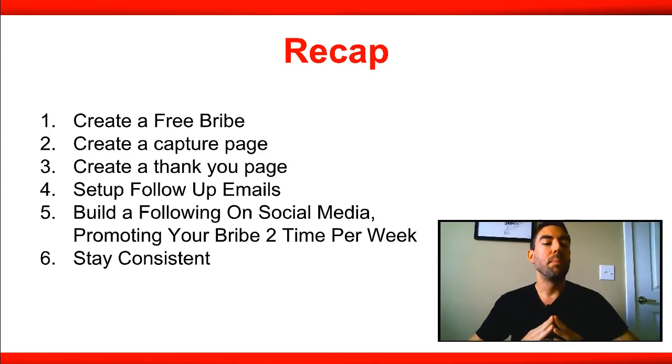Number 5 is you want to build a following on social media, promoting your bribe two times per week. Again, I have lots of videos on this channel on exactly what to say and what to post and when. And number 6 is to stay consistent. Remember, consistency is key. So now you know exactly how to start building an email list. But the key to a large email list is to start generating consistent leads online every single day.